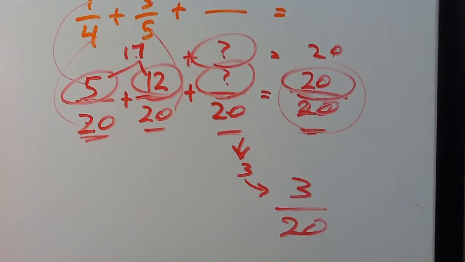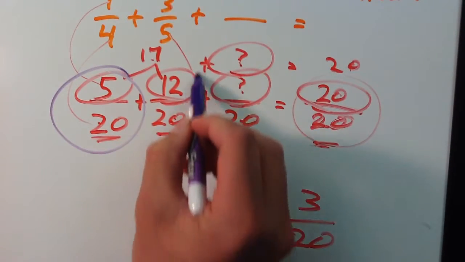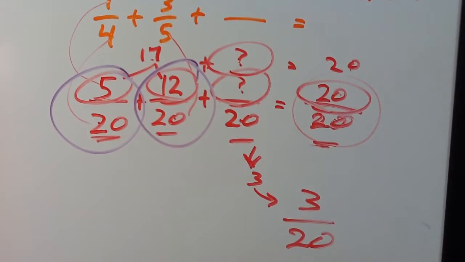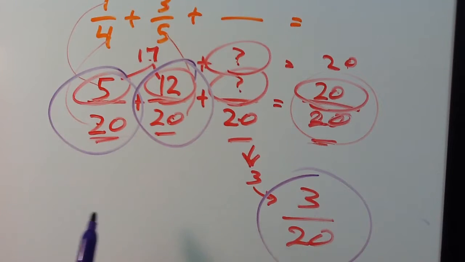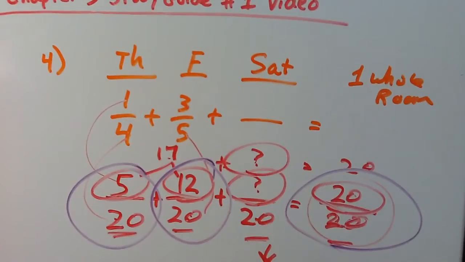3/20 of her room. And so now if you take what she cleaned on Thursday, she cleaned 5/20 on Thursday, 12/20 on Friday, and 3/20 on Saturday. If you add 5/20 plus 12/20 plus 3/20, you would get 20/20, which is just 1, right? 1 whole room. So your answer is 3/20 for number 4. Okay, go on to number 5. Try number 5 on your own, and then come back to the video.